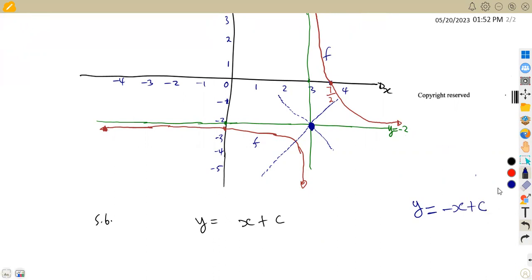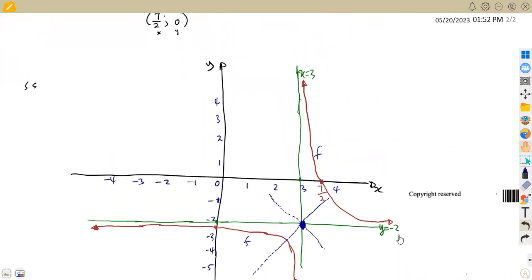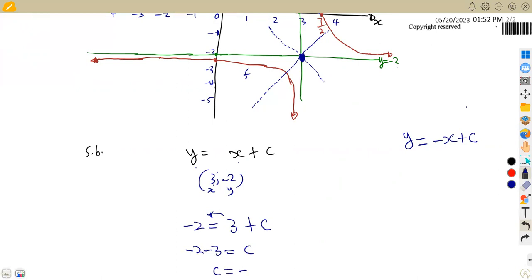On both conditions, they are passing through the asymptotes, meaning to say we are given a point here where x is equal to 3 and y is equal to -2. Remember those values that we got before at the asymptotes, x is equal to 3 and y is equal to -2. This is the point that you are going to substitute here, 3 and -2. So we have the value of x and the value of y. y is -2, so -2 is equal to 3 plus c. We can calculate c by transposing 3 to the other side: -2 - 3 is equal to c. So c is equal to -5.